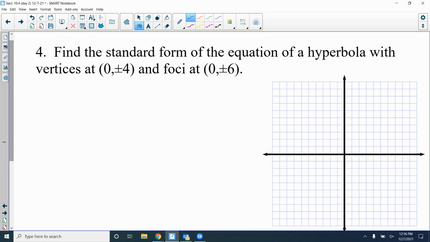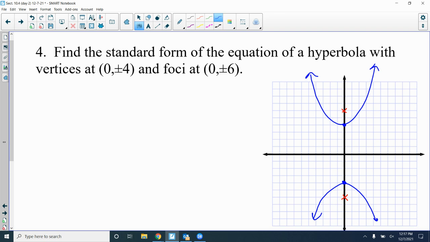All right, so my vertices are at 0, 4, and 0, negative 4. And my foci at 0, 6, 0, negative 6. All right, from that information, which way does this open? Do we open left and right or up and down? Danielle? Okay, so open up and down. Danielle, you know where the center is going to be too? Center will be at 0, 0 because it's going to be halfway in between the vertices. It will be halfway in between the foci.